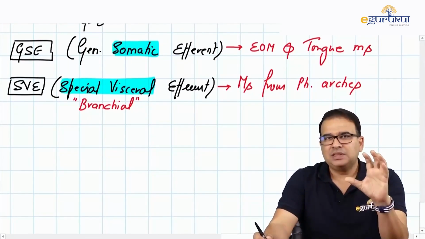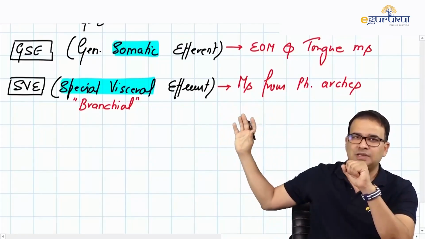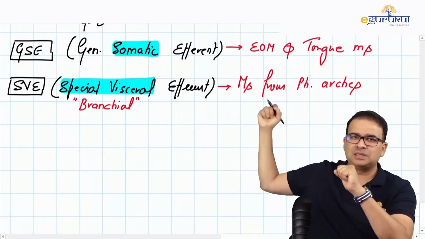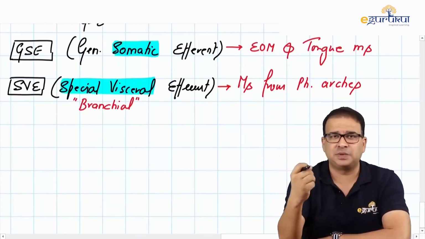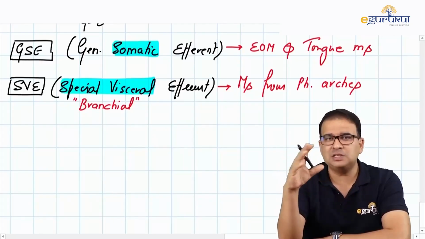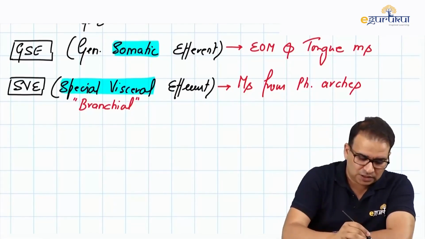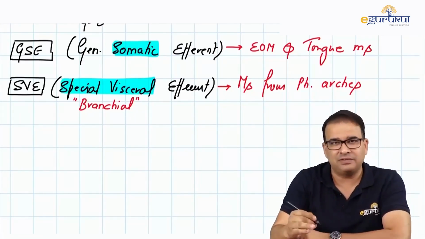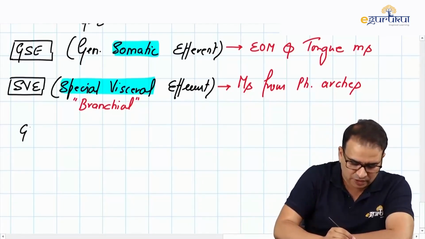Now, what is the common thing between the first two columns, guys? In the GSE and SVE, the common thing that you notice is whether it is extraocular muscle, tongue muscle, or muscles from the pharyngeal arches, which were muscles of mastication and facial expression, all these muscles are skeletal muscles. Therefore, the third and the last efferent column that we have is automatically for what? It is for the smooth muscles. So we have a column named GVE.